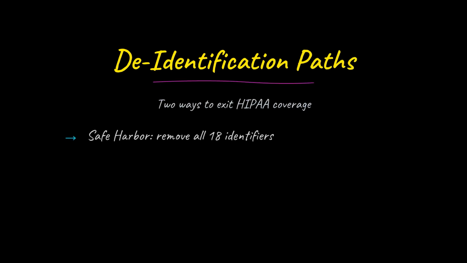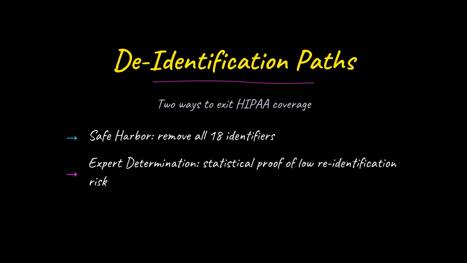Organizations can step outside HIPAA's reach through de-identification. Safe harbor removes all 18 named identifiers. Expert determination uses statistical methods to confirm the identification risk is very small. Either path produces data that is no longer PHI, which is why researchers often request de-identified extracts.